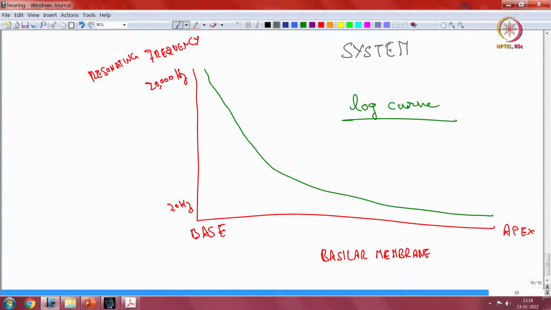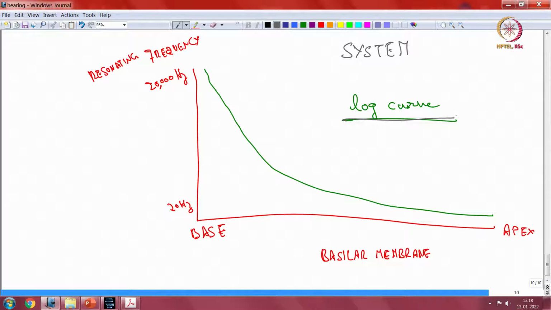So, the membrane gets excited by very different frequencies at very different parts of the membrane. That is the part of the story to which we have come down. A couple more people would have the aha moment at this time, because there is a log curve and then there is a resonating frequency and then there is a base and the apex. So, we go to the next part of the story.